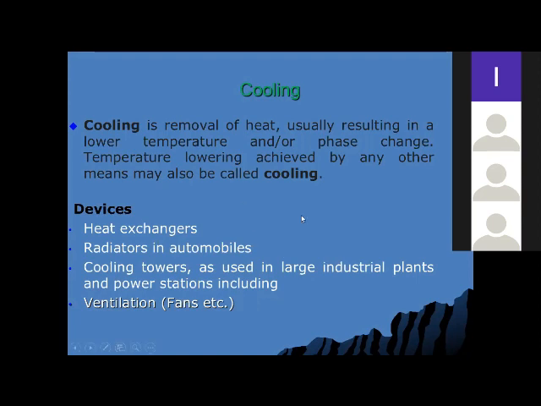So I just want to highlight some of the things here. Cooling is the removal of heat, usually resulting in a lower temperature and sometimes a phase change. Temperature lowering achieved by any other means may also be called cooling. That's what cooling is. Now, the devices that we use are heat exchangers, radiators in automobiles, for example, then cooling towers in large industrial plants and power stations, including ventilation fans, etc. Those are the ways that we cool.